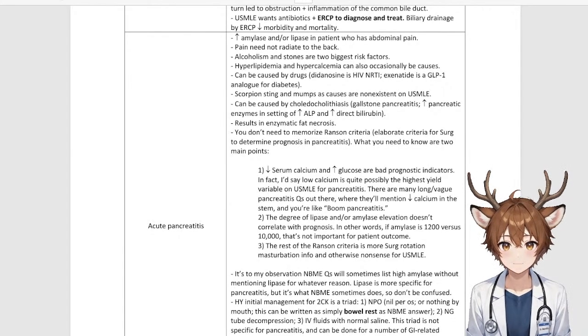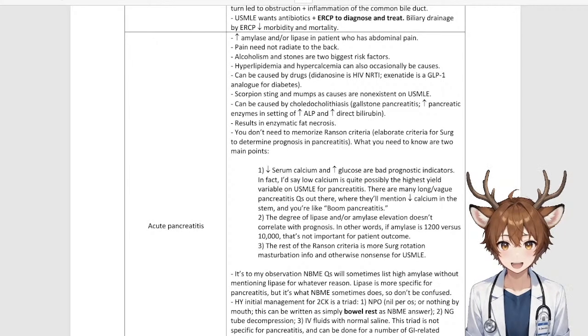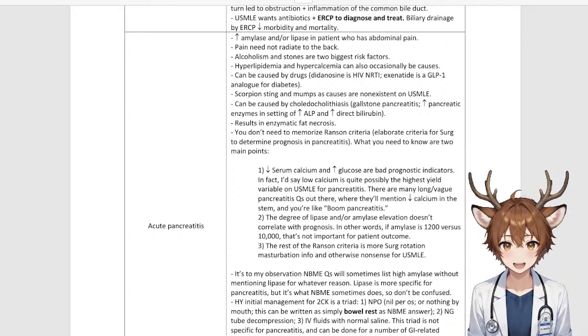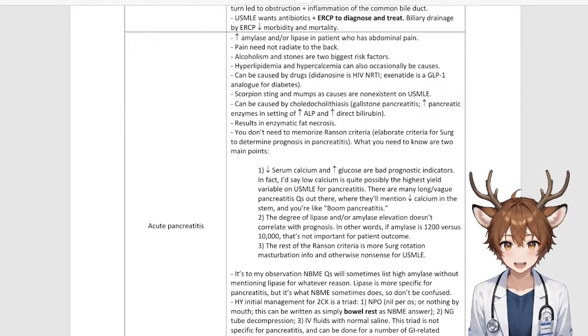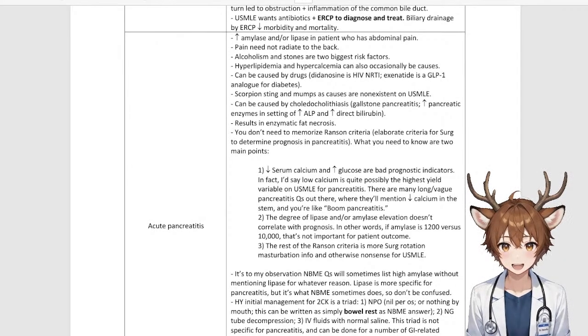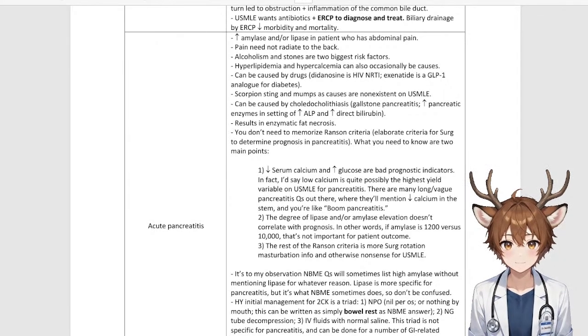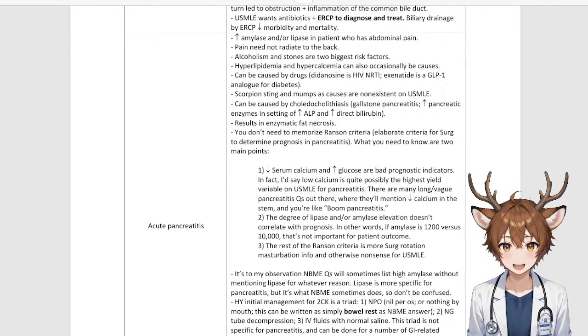Two, the degree of lipase and/or amylase elevation does not correlate with prognosis. In other words, if amylase is 1200 versus 10,000, it's not important for patient outcome. Three, the rest of the Ranson criteria is more surgery rotation. Okay, I'm not going to read that. Stuff, otherwise nonsense for USMLE.